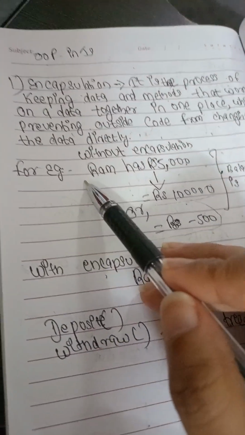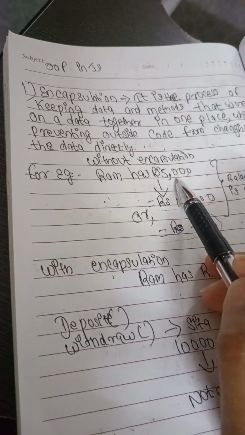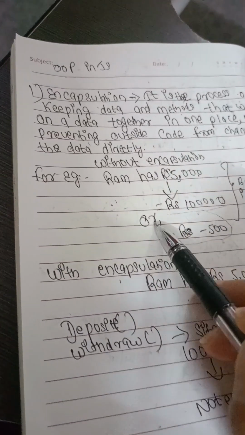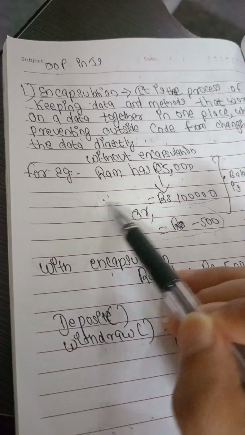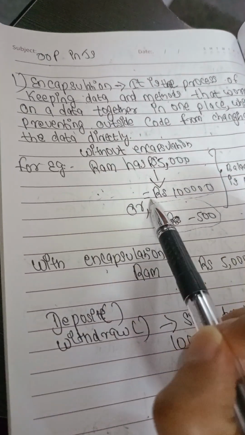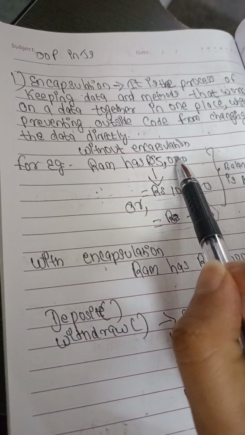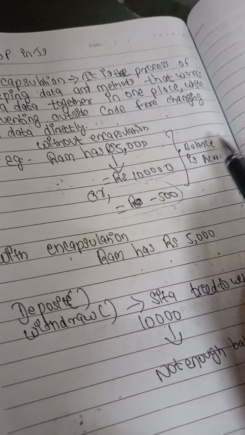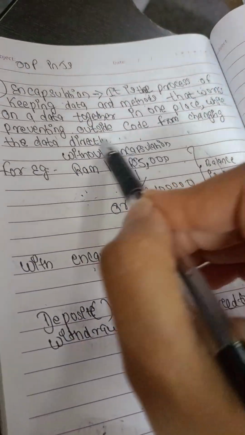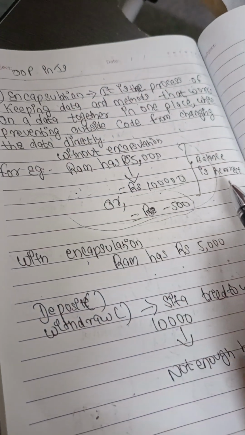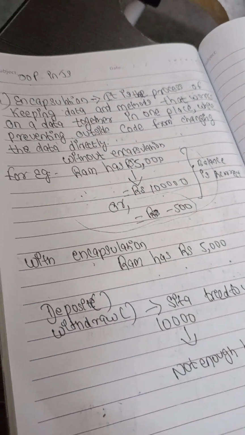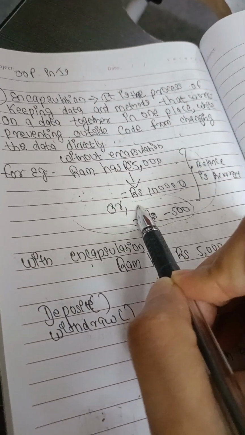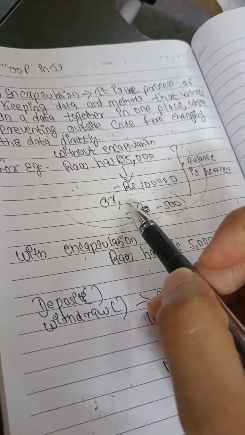For example, Ram has a balance of 5,000 rupees, and anyone can change it. Without encapsulation, anyone can change it to 1 lakh rupees, or minus 500, which is completely wrong. So the balance is incorrect, and now your account is incorrect, because without encapsulation others can access your data and directly change it.